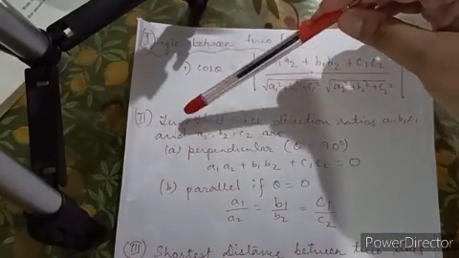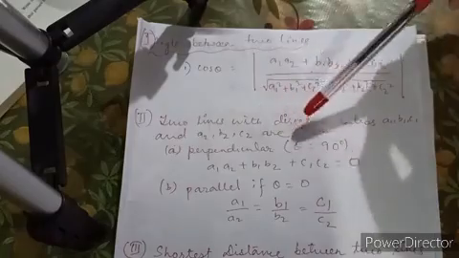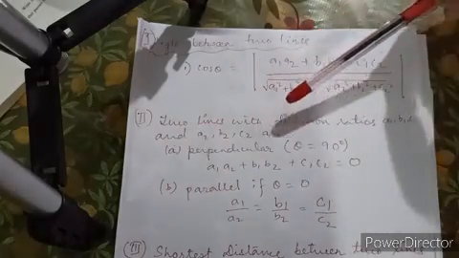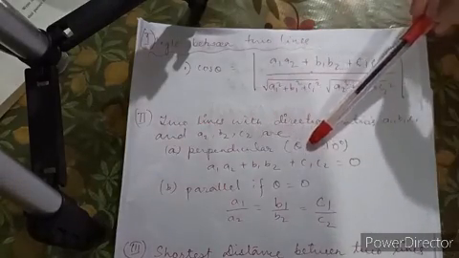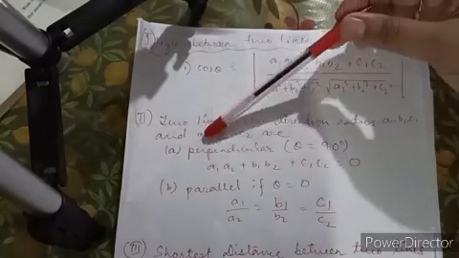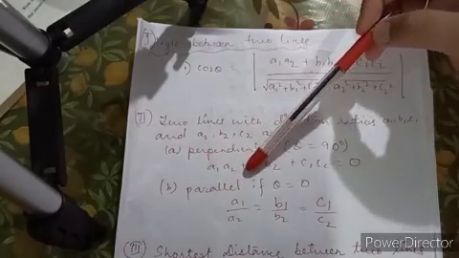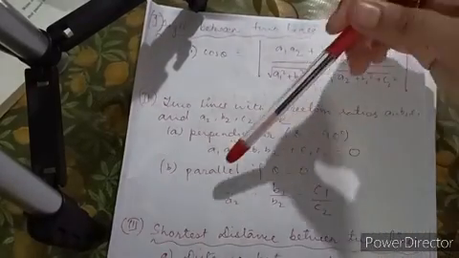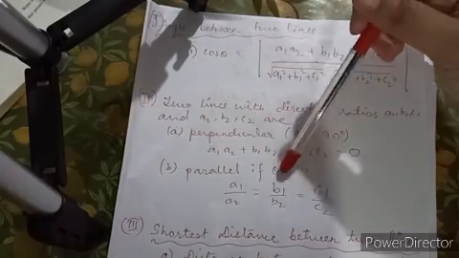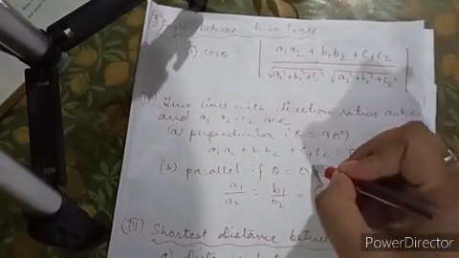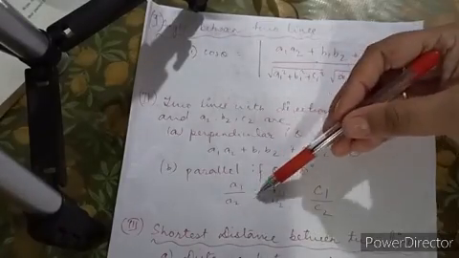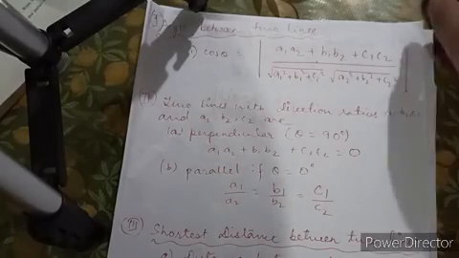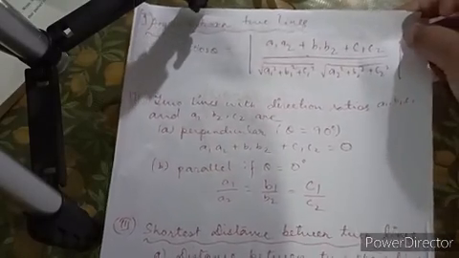Next, whenever you are given two lines with direction ratios a1 b1 c1 and a2 b2 c2, if both the lines are perpendicular, then they will satisfy the condition a1 a2 plus b1 b2 plus c1 c2 equal to 0. And if the lines are parallel, that means the angle theta is equal to 0 degrees, then a1 by a2 equal to b1 by b2 equal to c1 by c2. So this is the condition if the lines are parallel.